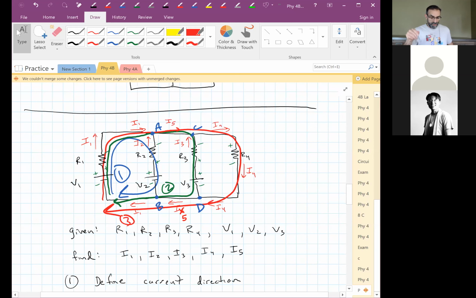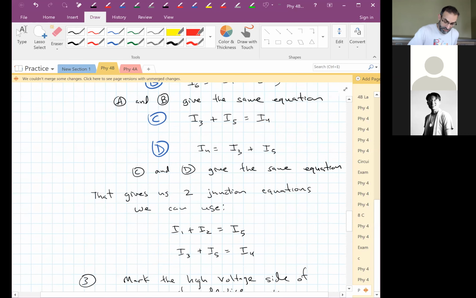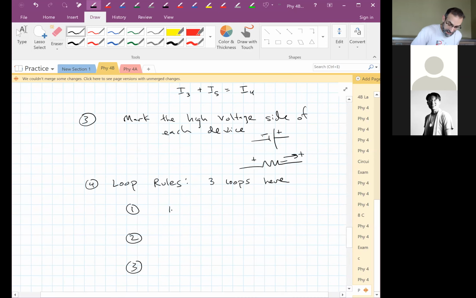Loop 1 is the blue one. It just goes around that left side, the smallest loop. We go in the low side of battery V1, come out the high side, so we rise by V1. We go in the high side of R1 and out the low, so we drop by the voltage on R1. And what's the voltage on a resistor? IR.